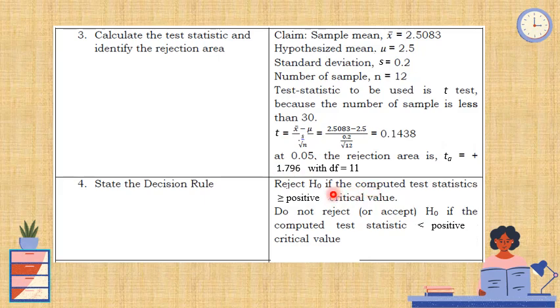rejection region. And do not reject or i-accept natin yung ating null hypothesis if the computed test statistic is less than the positive critical value. Kapag yung value na to ay less than 1.796, we will not reject or we will accept our null hypothesis kasi siya ay nandun na sa non-rejection region.